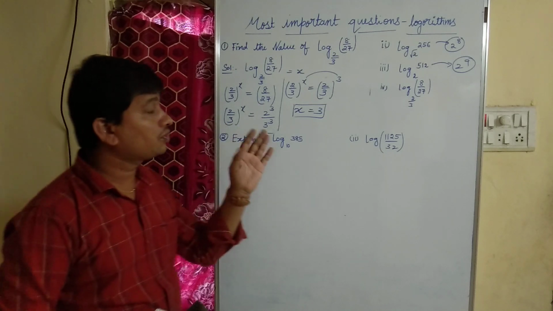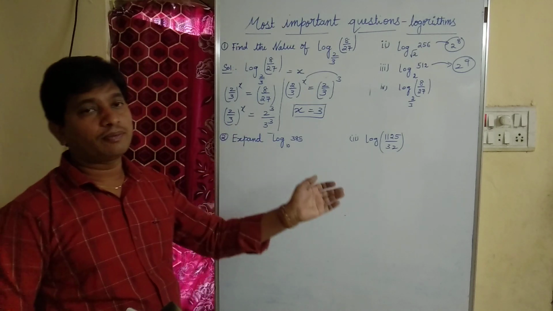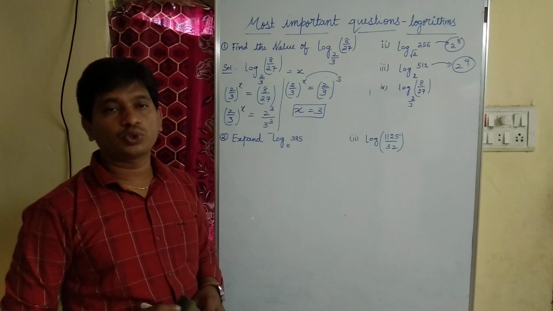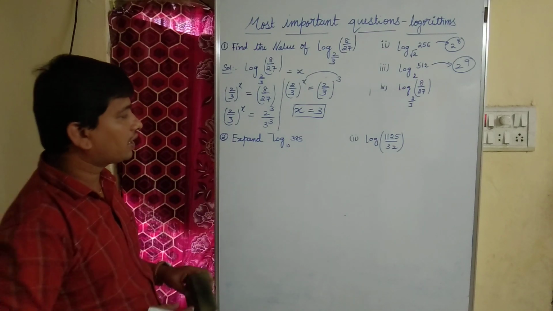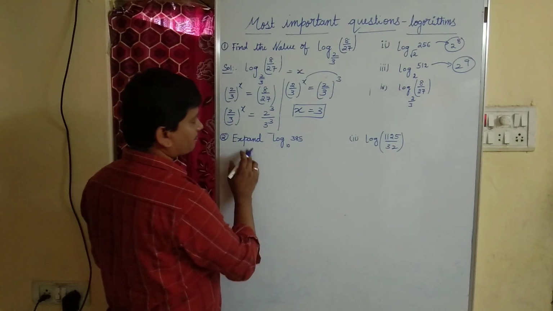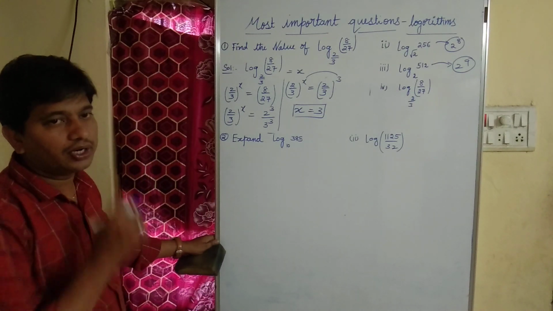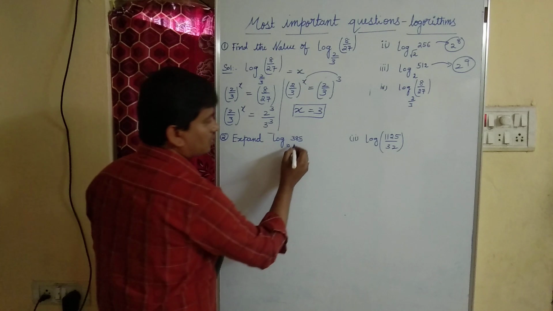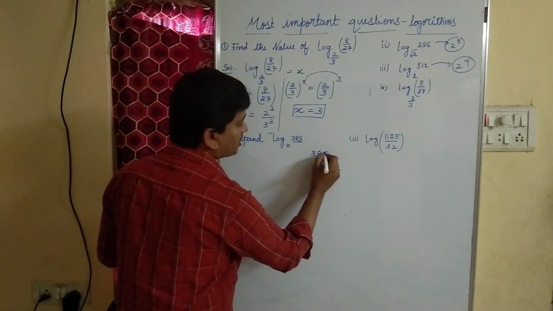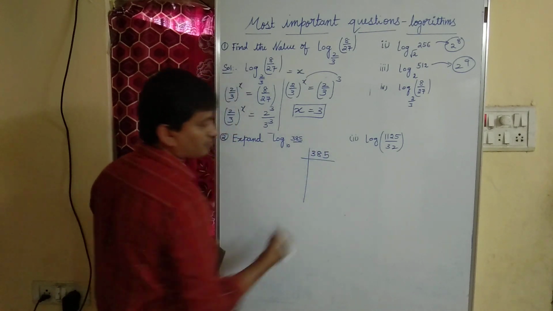So this is our first topic. I mean the method problems, they may ask for 2 mark question. Now coming to second method, they may ask questions like this. Expand log 385 to the base 10. So 385, how can we write 385?